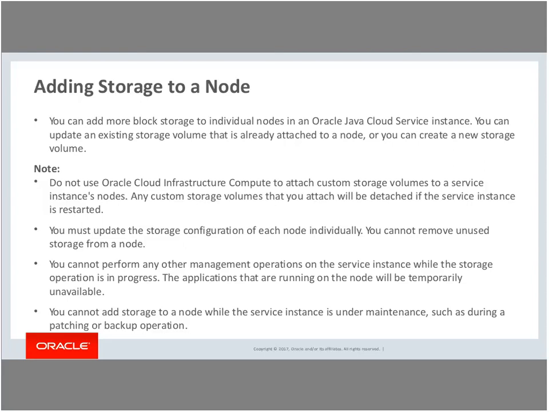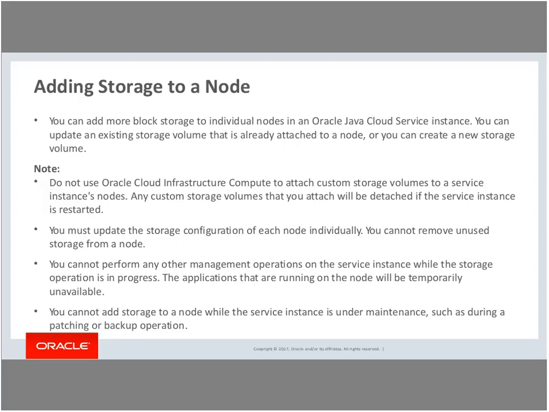Either one of these predefined, provisioned volumes, you can also add more storage to the respective mount points or mount volumes. So you can add more block storage to individual nodes in an Oracle Java Cloud Service instance.